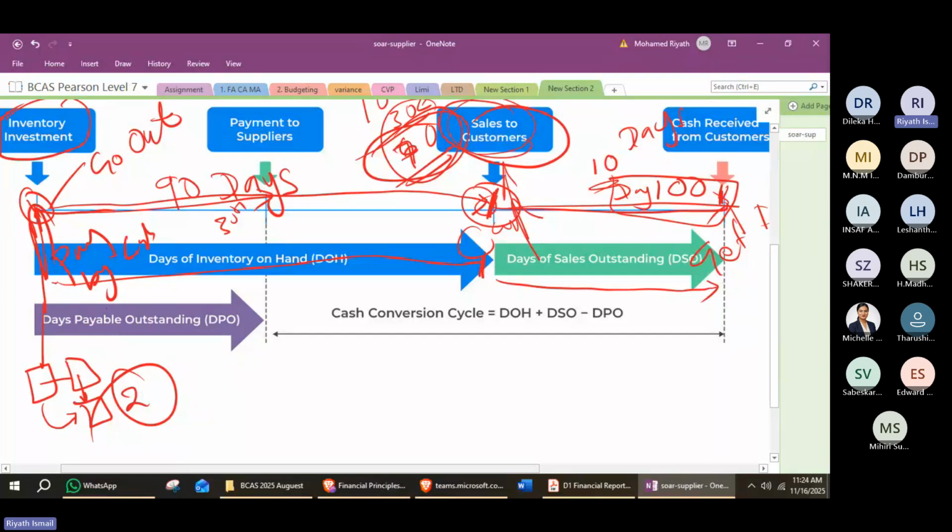So why is there a delay? You keep the inventory for a long period, 90 days, and again you give customers credit for 10 days. So it makes it longer. If you shorten the period, right? Shorten the period, and you can shorten the cash conversion cycle.